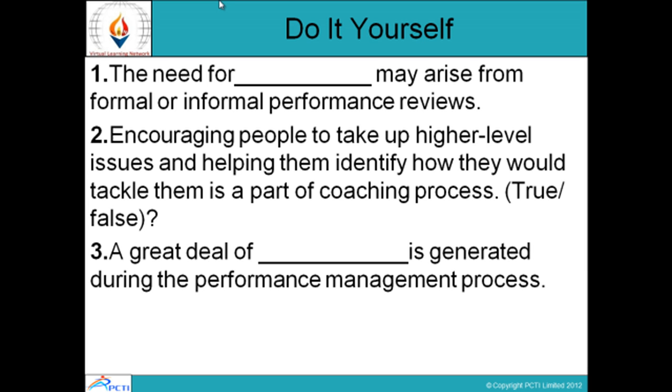In the last, there is an exercise for you. So the first question is, the need for dash may arise from formal and informal performance reviews. Second is, encouraging people to take up higher level issues and helping them identify how they would tackle them is a part of the coaching process. Third, a great deal of dash is generated during the performance management process.